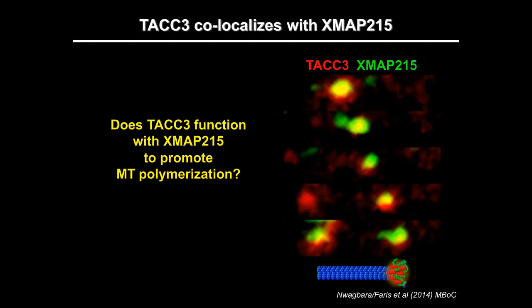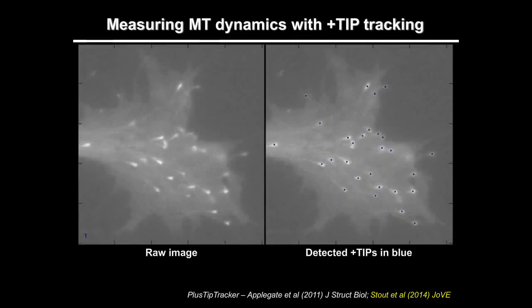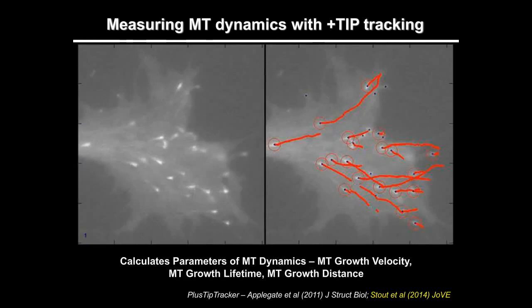To address this question, we wanted to analyze microtubule dynamics when TACC3 was manipulated. And in my lab, the way that we assess microtubule dynamics is by using a software package which was developed in the Danuser lab where I did one of my postdocs. And this software package automatically detects, tracks, and quantifies plus tip behavior in a time series. It detects the comets as these blue dots, links them into trajectories in these red lines, and then extracts a series of quantitative parameters that describe microtubule behaviors.